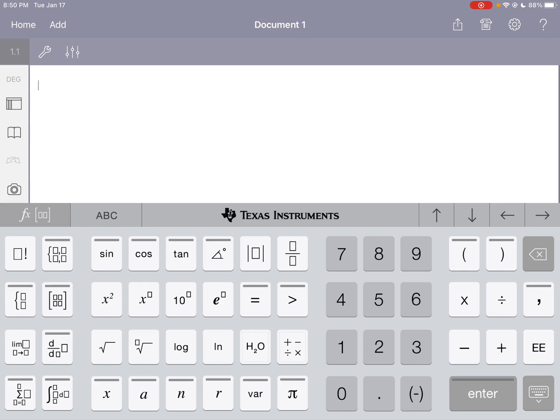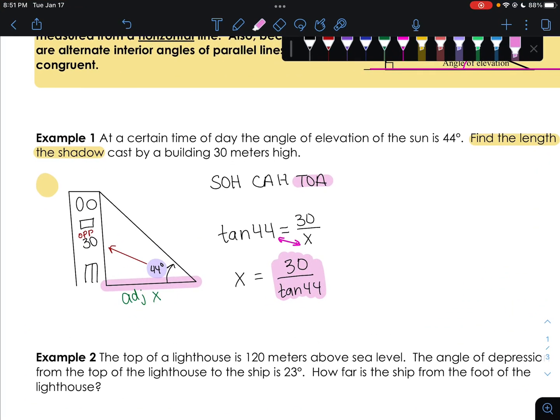Now we're going to type in 30 divided by tan 44, which gives us 31.065, which rounds to 31.07. So x is equal to 31.07 meters, because that's the unit of measure that we have.